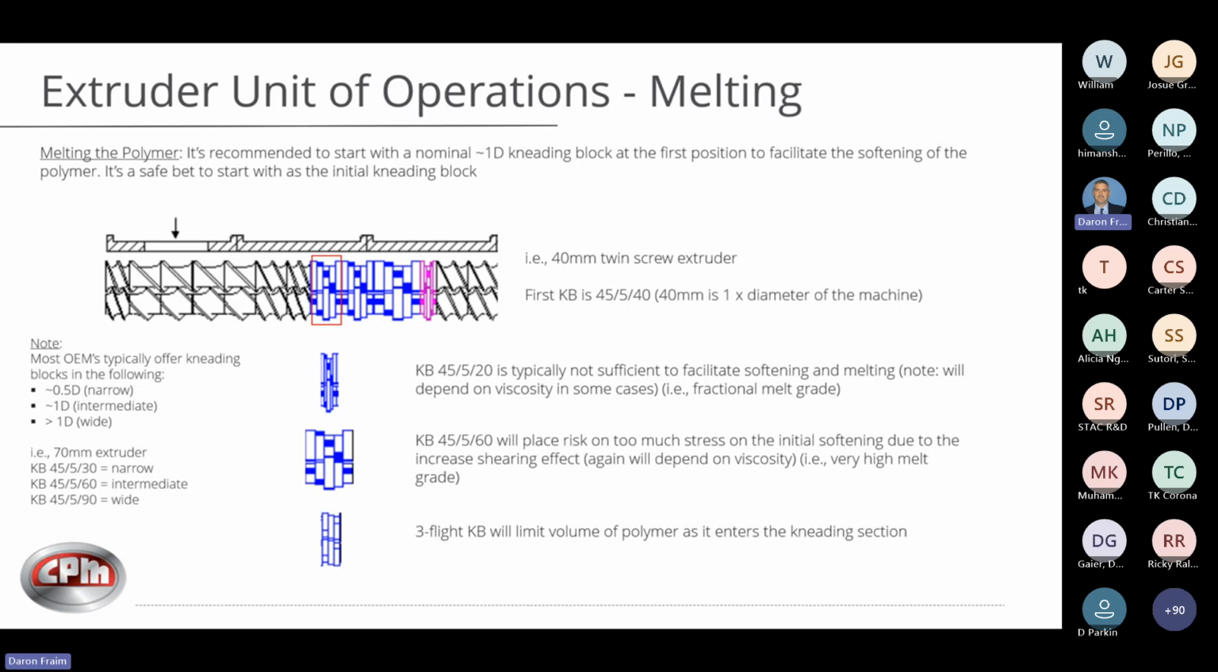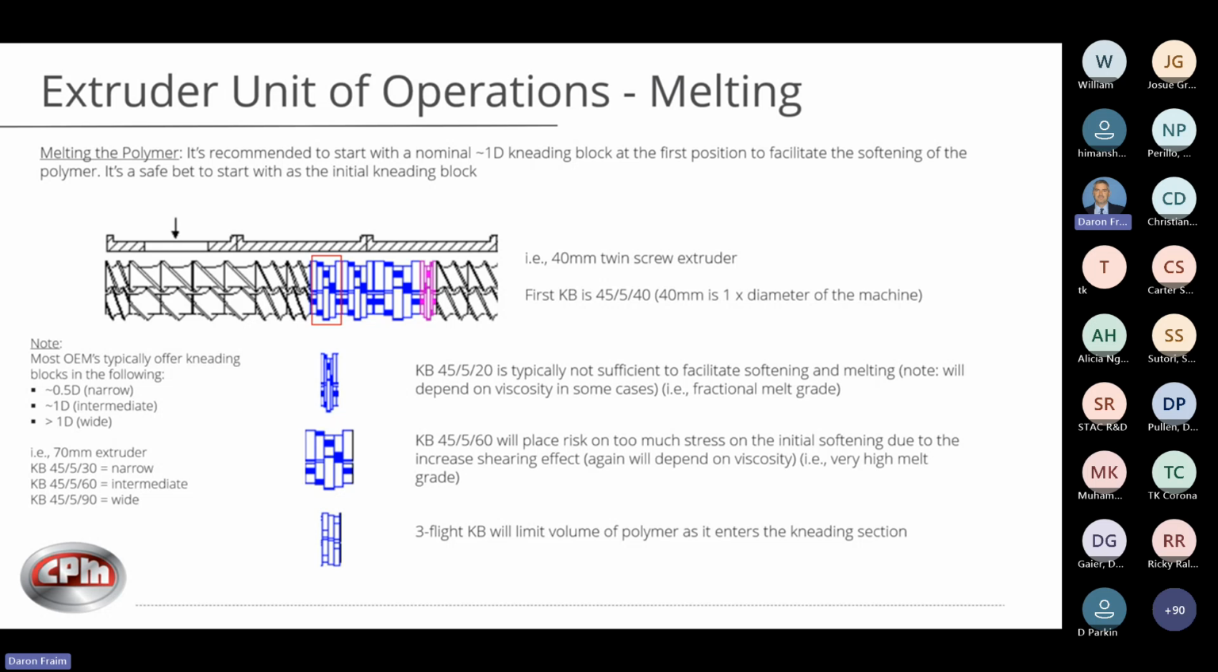We normally recommend not to use that larger kneading block at the very beginning because it can impart a lot of stress on the polymer and could potentially degrade and create black specks. But again, if you're using a very low viscosity, maybe you have a very high melt flow resin, you're putting in mineral oil, your PE wax, and your viscosity is low, you can probably get by with that element. So it really is contingent on the application.